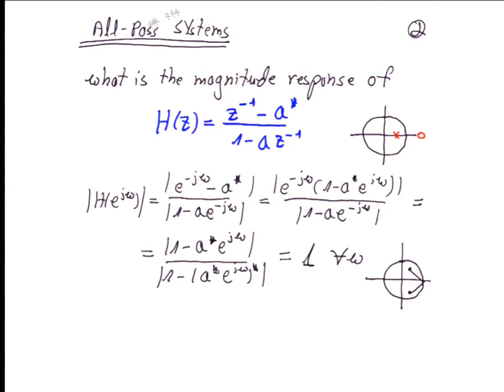So here's the definition of an all-pass system. This is my handwriting. If you look at the magnitude response of a system in which the zero is at the 1 over conjugate position of the pole, the system is going to look like this: z^-1 minus A conjugate, divided by 1 minus A z^-1. So if the pole is at A, the zero is at 1 over A conjugate.